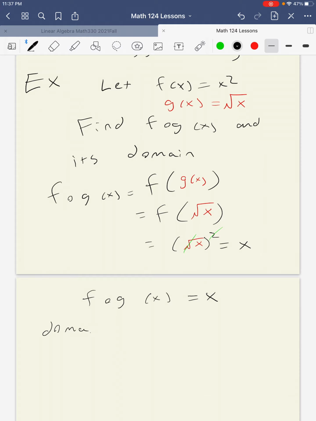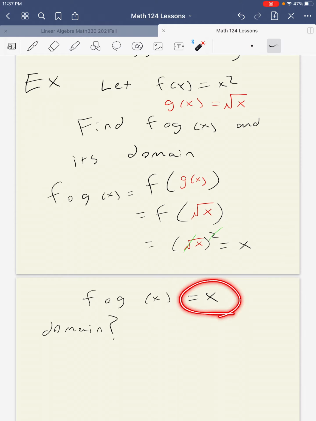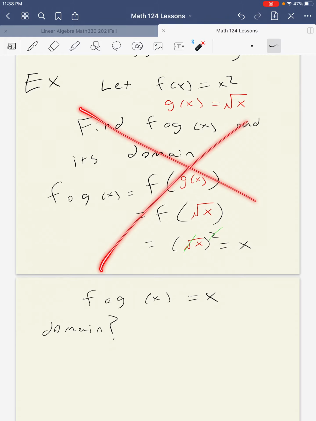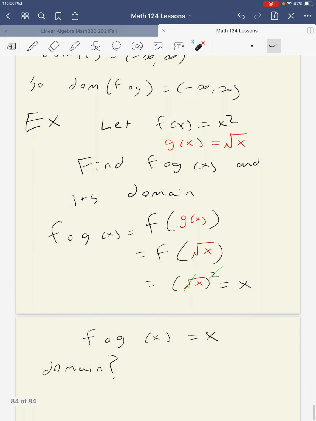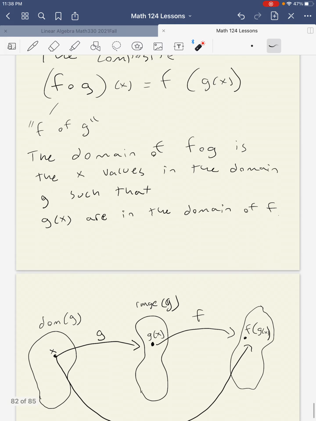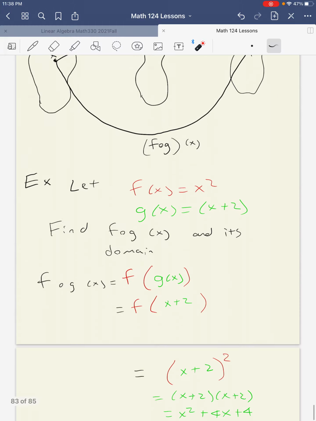Now let's consider the domain. And as I said earlier, we can't just look at the domain of this formula, because the domain of this formula, without any context, if we ignore all this stuff above, would be all real numbers, but that's not how the domain is defined. Remember, we define the domain like this: all the numbers in the inner function's domain such that the output of the inner function is in the domain of the outer function.